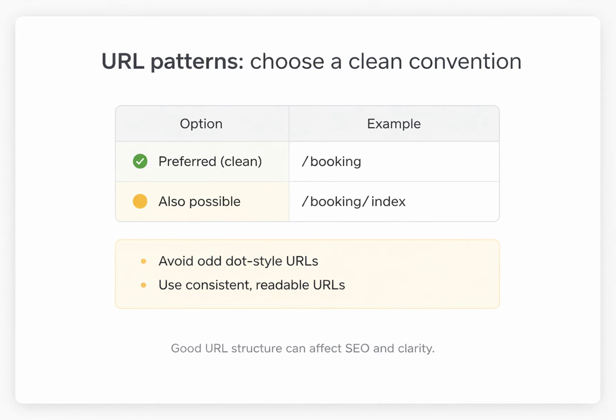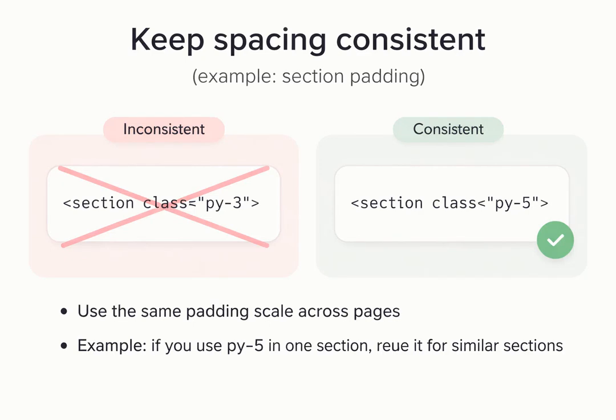While adjusting the page, the instructor focuses on UI consistency. If one page uses a certain spacing, like a section padding class, other similar pages should use the same spacing so the site feels uniform. They tweak padding values like PY5 and also consider bottom padding. The idea is don't let each page drift into its own random layout. Keep a consistent design system.